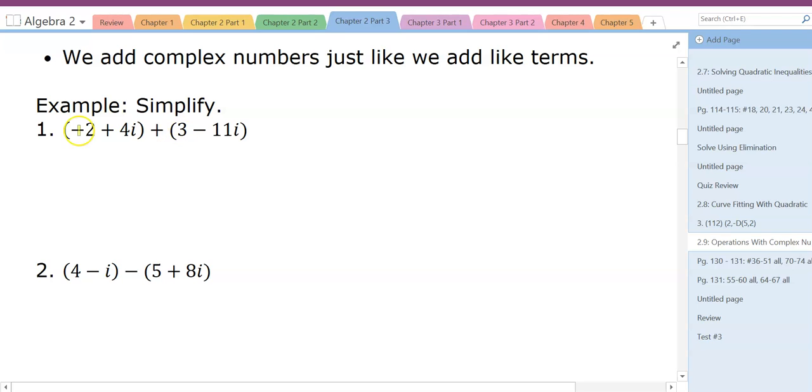So the real numbers here are the negative 2 and the positive 3. And the imaginary pieces are the 4i and the negative 11i. Now watch your signs here, because it's easy to make a mistake, because they're going to start throwing in negatives and subtraction signs. So you got to make sure that you carry those over. Now this one has a plus sign, so it shouldn't be too bad, because we're taking negative 2 plus 3. So negative 2 plus 3 is going to leave me with a 1. What's going to be 4i plus negative 11i? Good, so it's going to be 1 minus 7i.